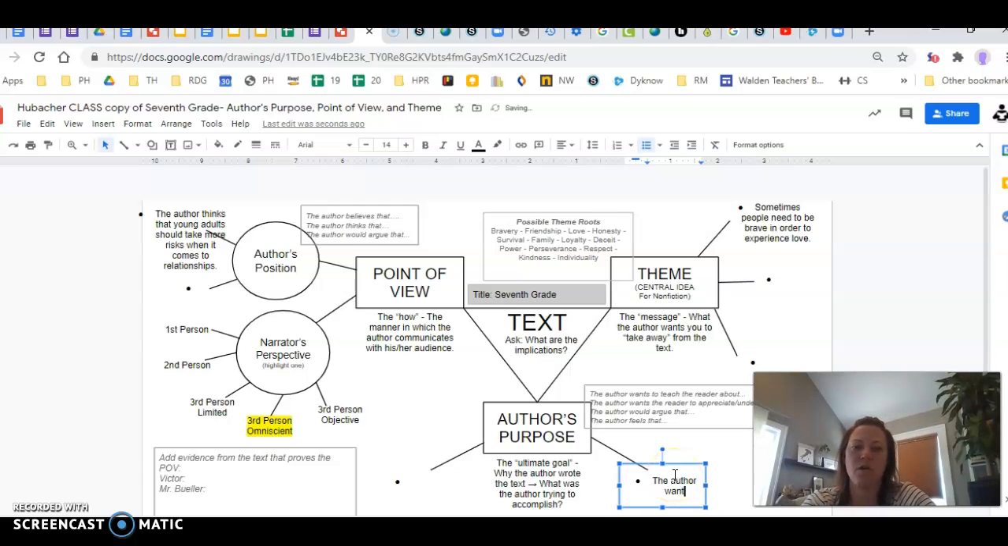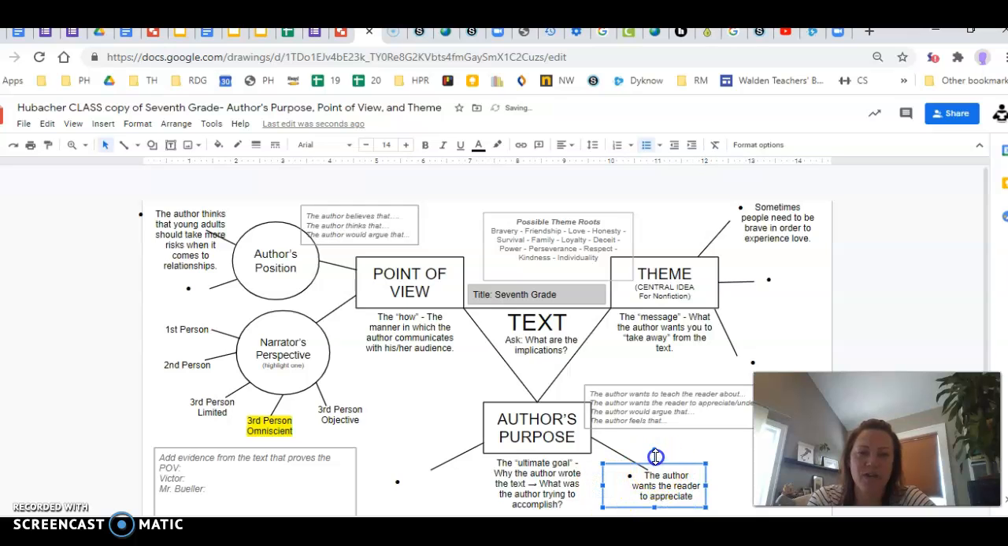The author wants the reader, it's just catching up with me there, the reader to appreciate. Okay, now think about it. Gary Soto chose to write a story on this topic. And the reason that we tie point of view in here is going to be really obvious right now.